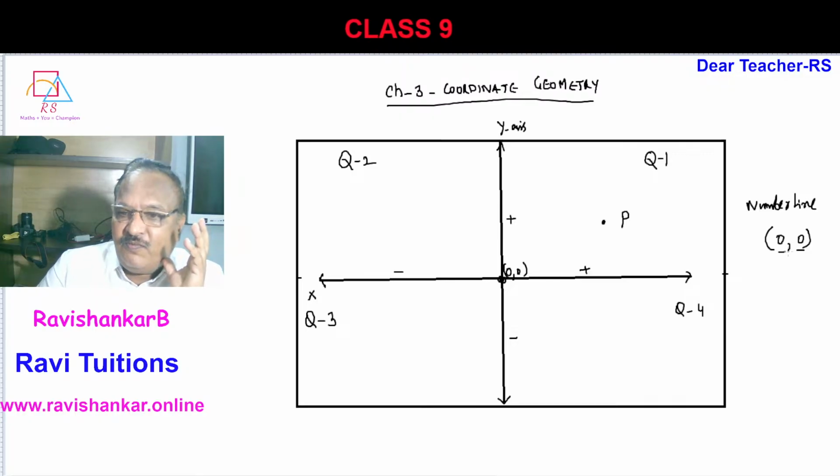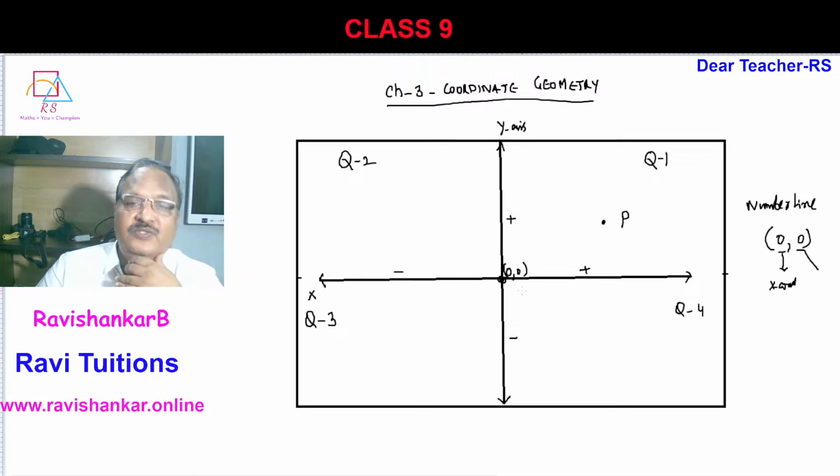The first one is the x reference, the number with reference to the x-axis. The second number is with reference to the y-axis. So we call this the x coordinate, and this we call the y coordinate. So there are 2 coordinates. That's why the whole plane becomes a coordinate plane.